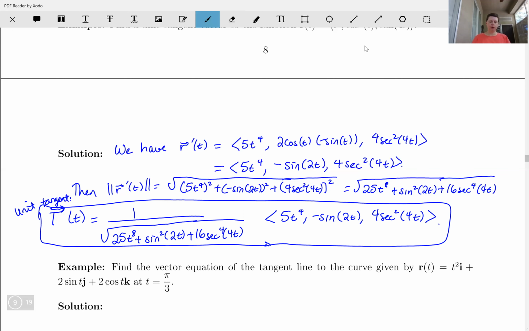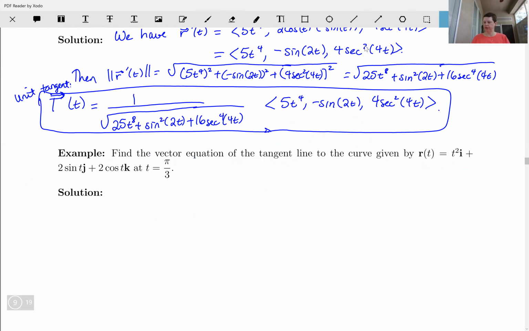Let's do one more example. Let's find the vector equation of the tangent line to the curve given by r of t is t squared i plus 2 sine t j plus 2 cosine t k at the point t equals pi over 3. So first of all, we'll just take the derivative. r prime of t is going to be 2t times i plus 2 cosine of t times j minus 2 sine of t times k.